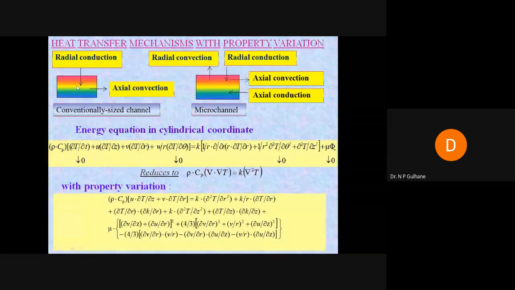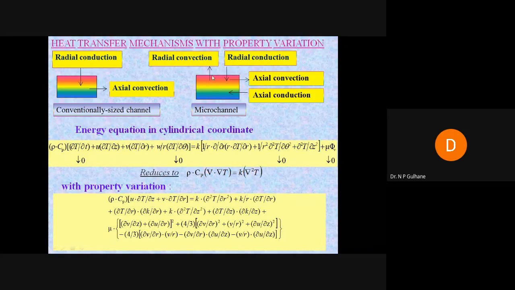So earlier, in the conventional channel, we have only two types of mechanism, that is axial convection. It is being carried out axially if it flows from this end to this end, and whatever heat is being conducted, that is because of radial convection. Only these two mechanisms we used to study in a conventional size channel. But now you are reducing this conventional size to the micro size.